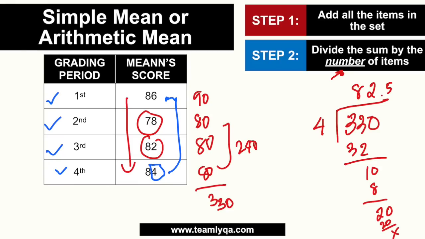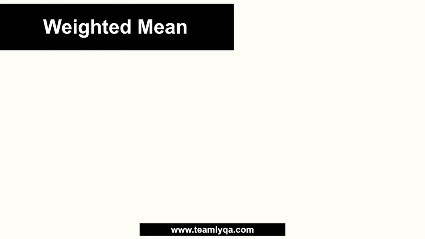So ang average niya is 82.5. Yan ang straight niya na average. Okay? Now, ano ang difference ng simple mean or arithmetic mean dun sa weighted average? Tingnan natin yung kabilang scenario.